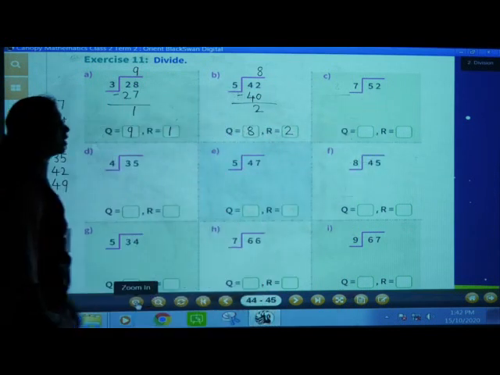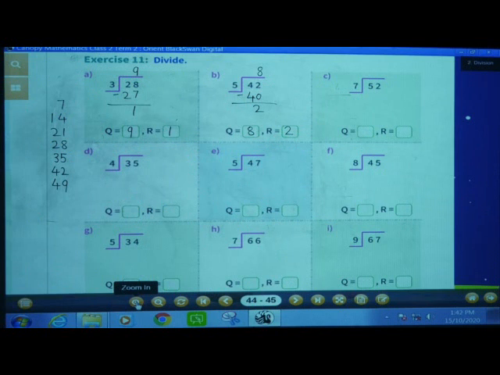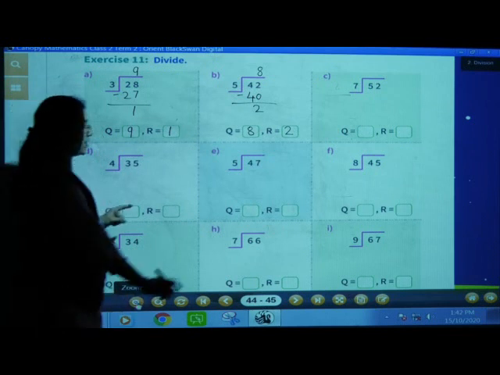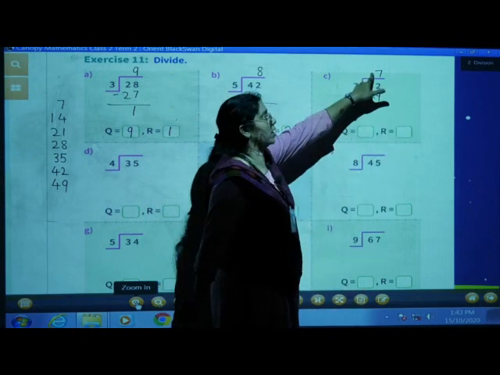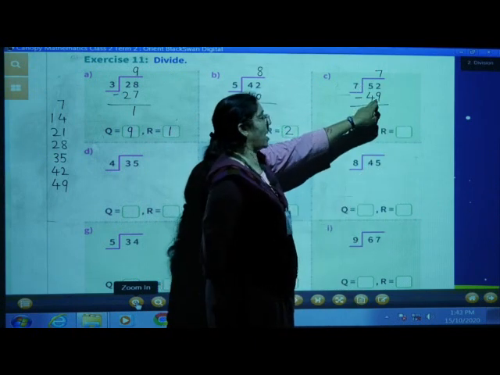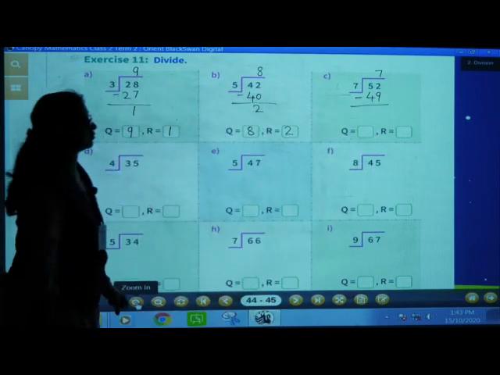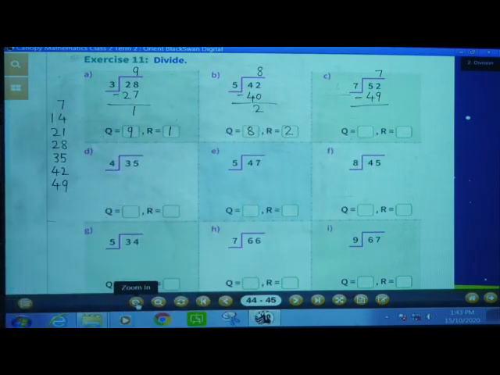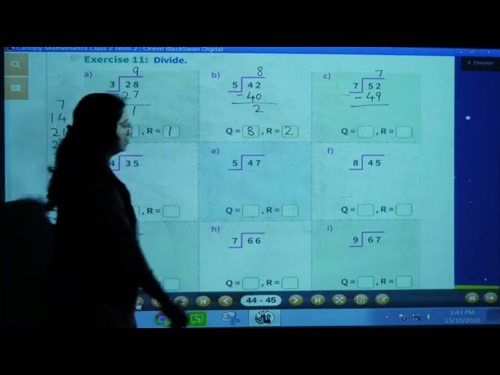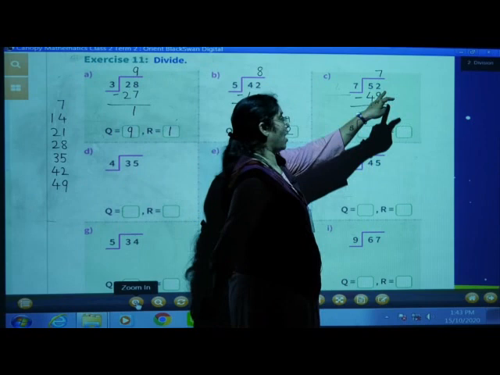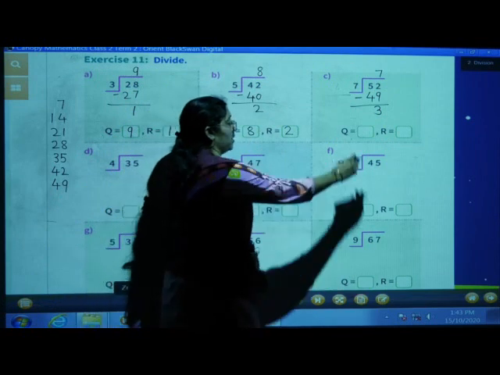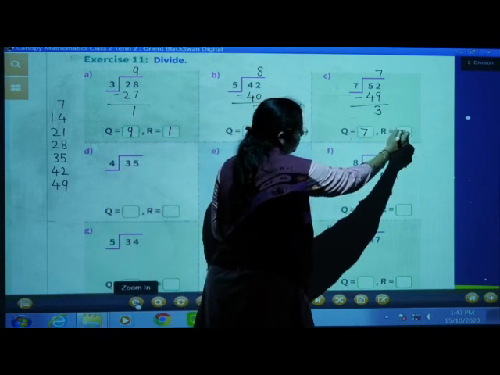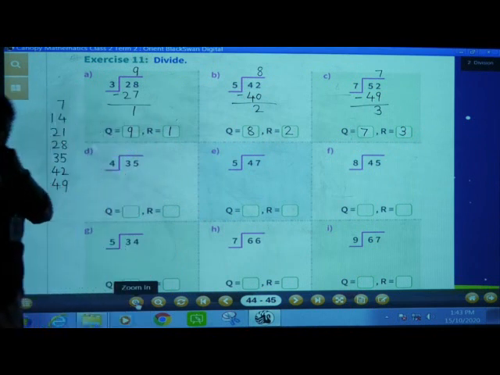Why? Because 56 is a bigger number than 52. We have to take a smaller number than 52. Then which is the smaller number than 52? 49. So 7 sevens are 49. Means 7 is the quotient. Then subtract 49 from this 52. What comes? 3. Okay. After 49, count the fingers: 50, 51, 52. 3 means the quotient is 7. And what is the remainder? 3 is the remainder.